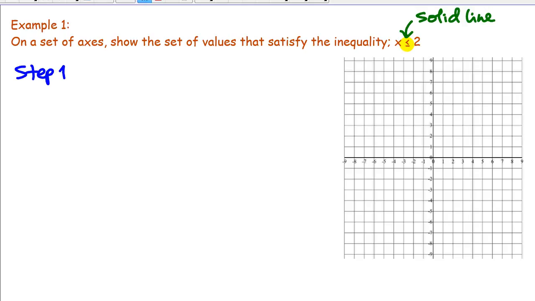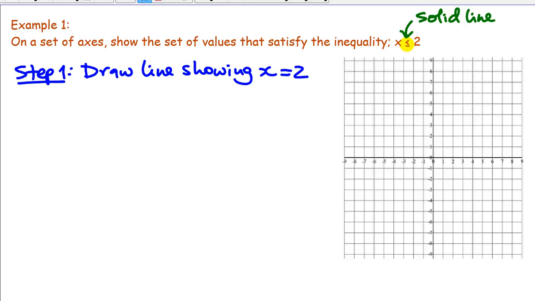So step 1, draw the line showing x is equal to 2. So that will be our first step. Now, if you remember how to draw the line x is equal to 2 when you're looking at linear functions, that will be basically that line. Remember, it's a solid line. So this line here is x is equal to 2. Good.